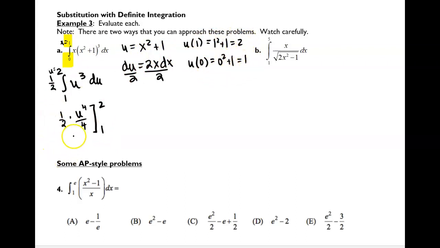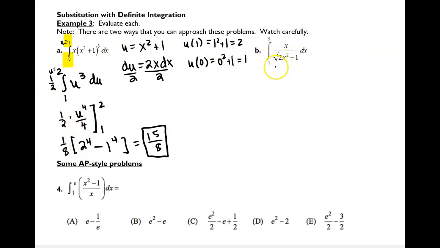And so what that means is I just have 1/8 times 2 to the fourth minus 1 to the fourth. So I just factored that 4 out in front. 1/2 times 1/4 is 1/8. If I simplify that a little bit, 2 to the fourth is 16. Minus 1 is 15, so this is 15 over 8. So again, if I change the bounds, then I don't need to replace the u at the end. If I didn't change the bounds, if I left those 0 and 1, then I would need to make sure to plug my u back in.